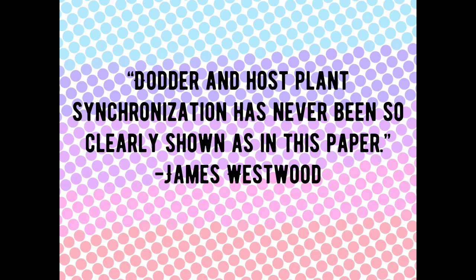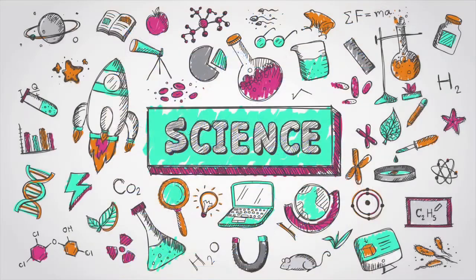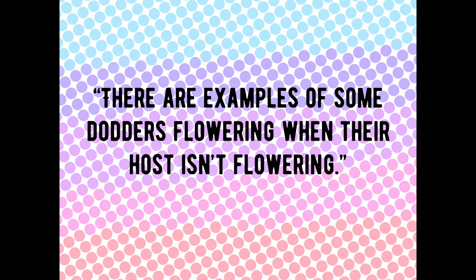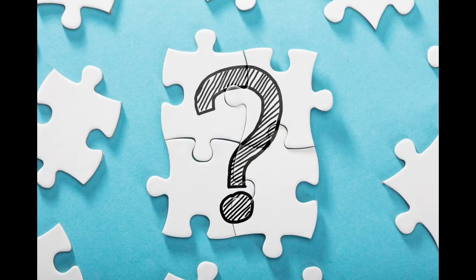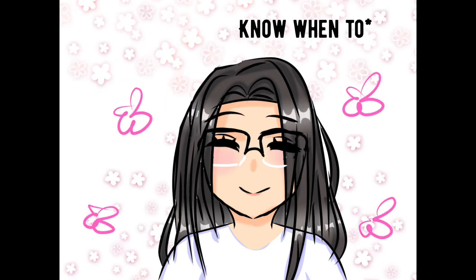James Westwood, a plant pathologist at Virginia Tech in Blacksburg, stated that dodder and host plant synchronization has never been so clearly shown as in this paper. However, biology, or even science in general, is never that simple. He also states that there are examples of some dodders flowering when their host isn't flowering. And so, it still remains unclear whether or not the parasites may use other signals to flower.